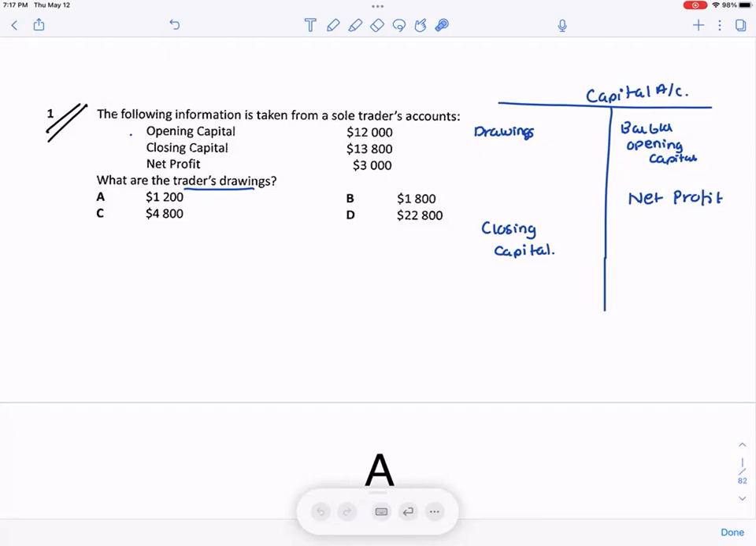Anybody give me the answer? Opening capital is 12,000. Closing capital is 13,800. Net profit is 3,000. Tell me what will we do first? I'm at credit side. 15,000 minus 13,800. Very good. Drawings is 1200. Yes. This format of capital account you should know by heart.